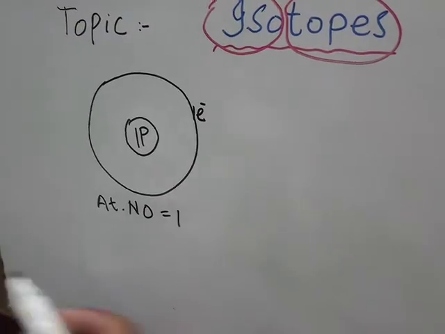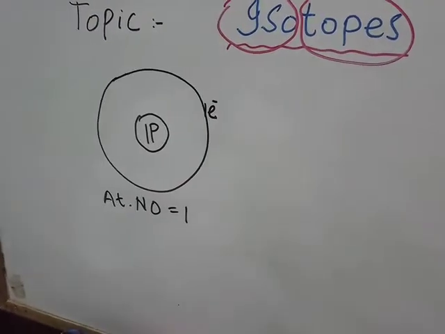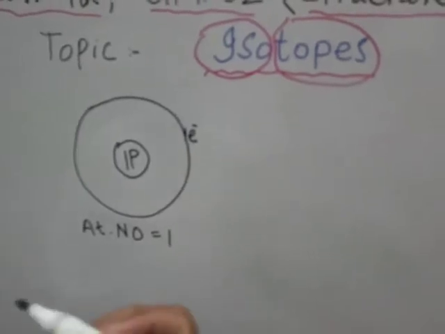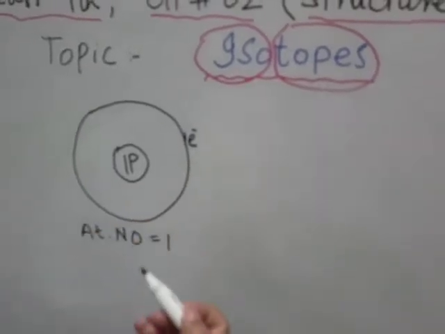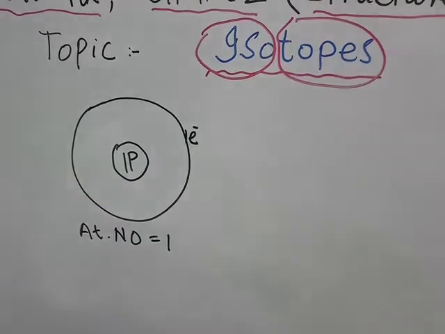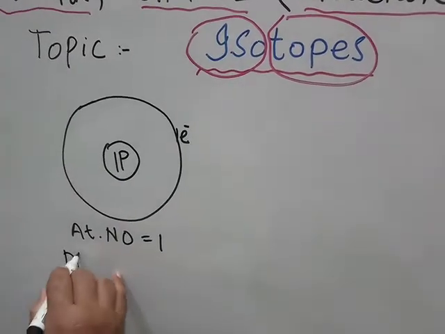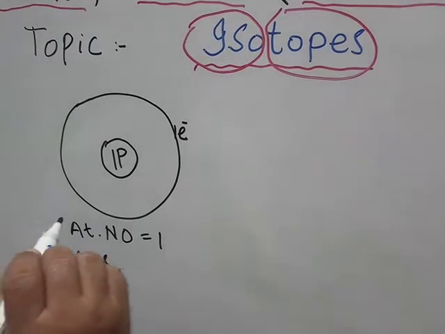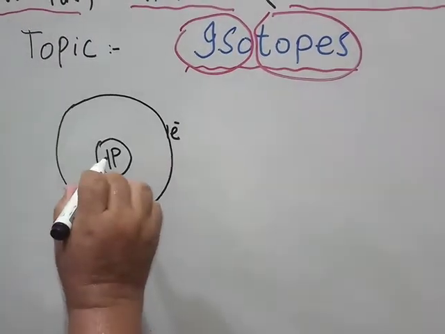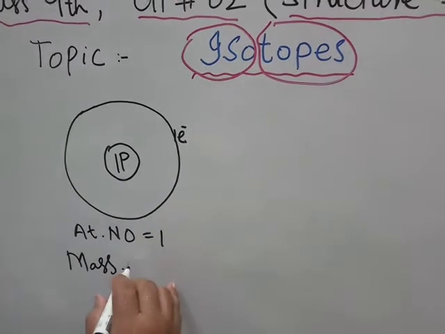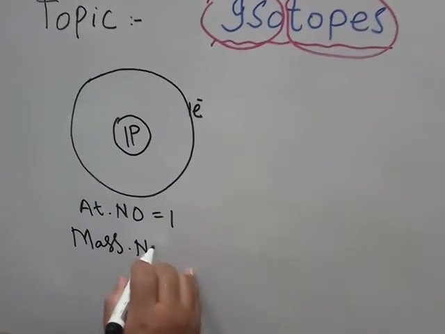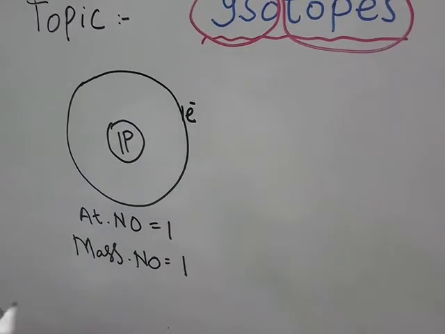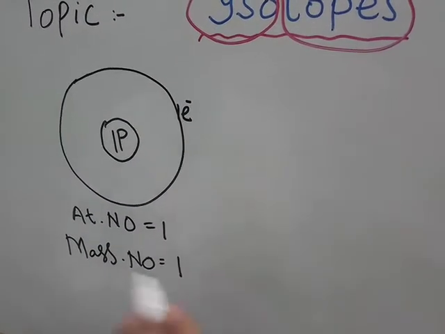You know, what is the mass number actually? Mass number is the sum of the number of protons and neutrons present inside the nucleus. So it has no neutron, with just one proton. So it has mass number equal to 1. Its atomic number is 1, and the mass number is also 1.